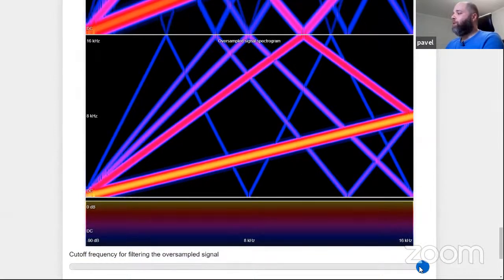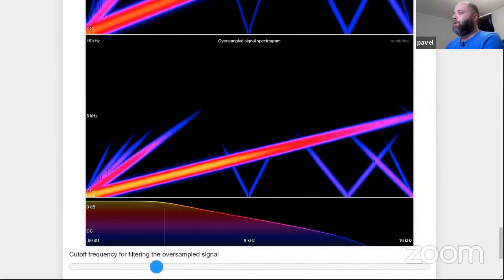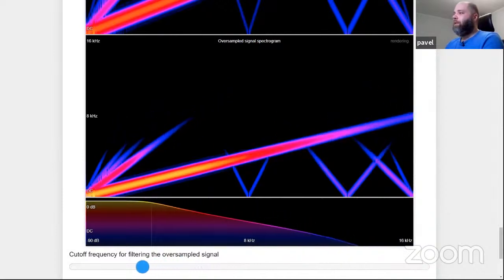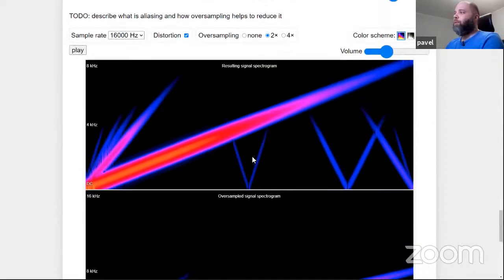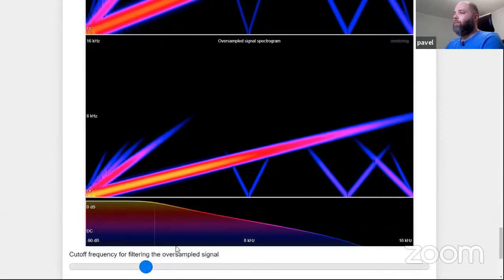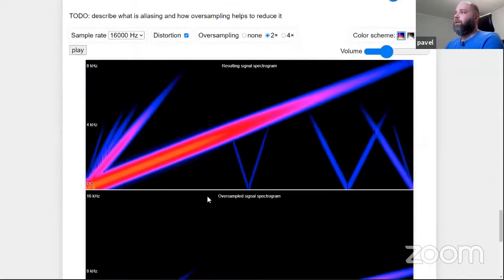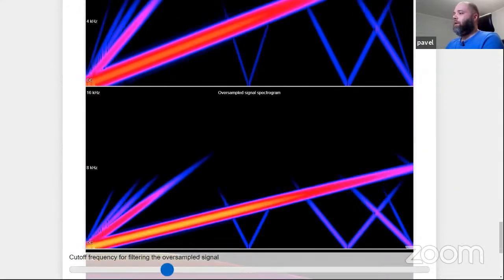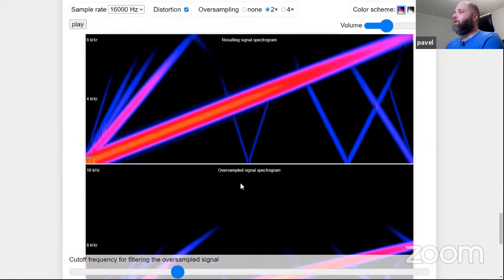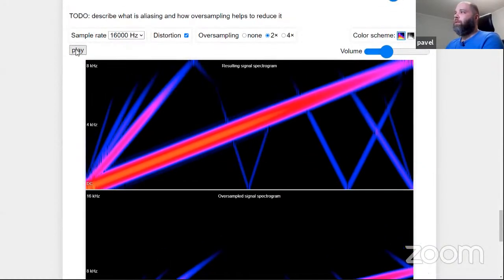Okay, next we can filter our upsampled signal. So we keep only the lowest frequencies and filter out the highest frequencies that we don't actually need, because after downsampling back to the initial sample rate, we will not be able to reproduce those frequencies anyway. So now we can see that if we just leave a little bit more frequency data, the bouncing has been reduced significantly. And we can try to play.